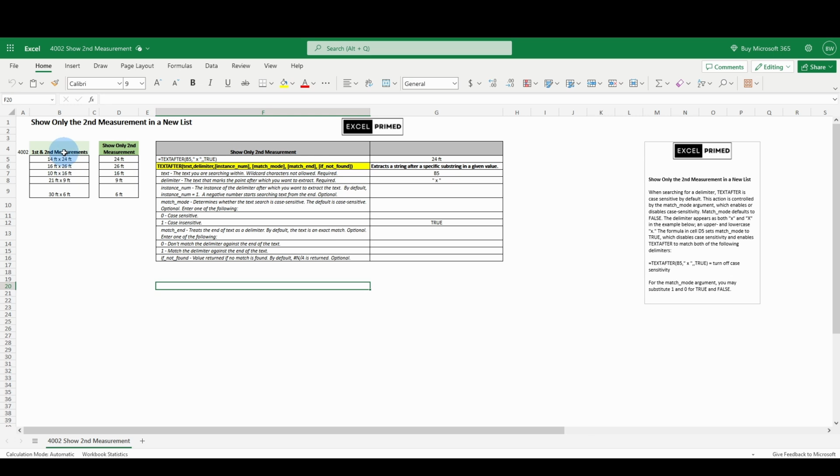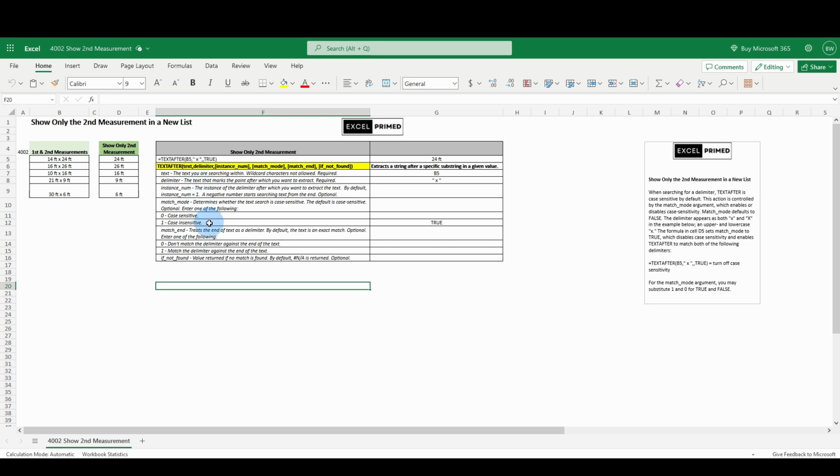Other examples, we may have multiple measurements. Perhaps we have 3 measurements, 14 feet by 24 feet by 10 feet. And one of the X's is cap X, or they're all cap X, or a mixture of cap X. And we want to decipher or grab the information after a specific delimiter.